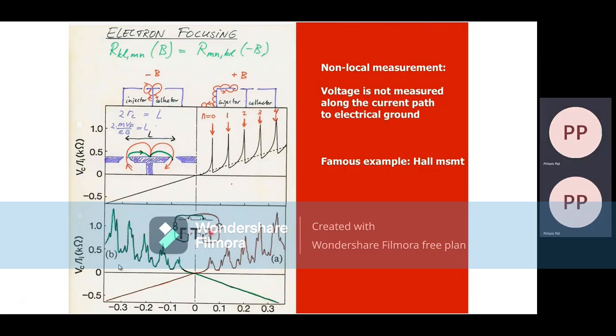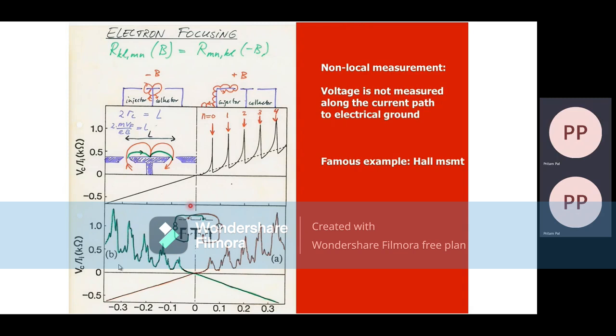So these two contacts are pinched basically. That's what you can see here. They are very narrow, and this is a non-local measurement geometry. In other words, a geometry in which the path of the current does not correspond to the path along which the voltage has been measured. This is the famous example of a Hall effect measurement, right?